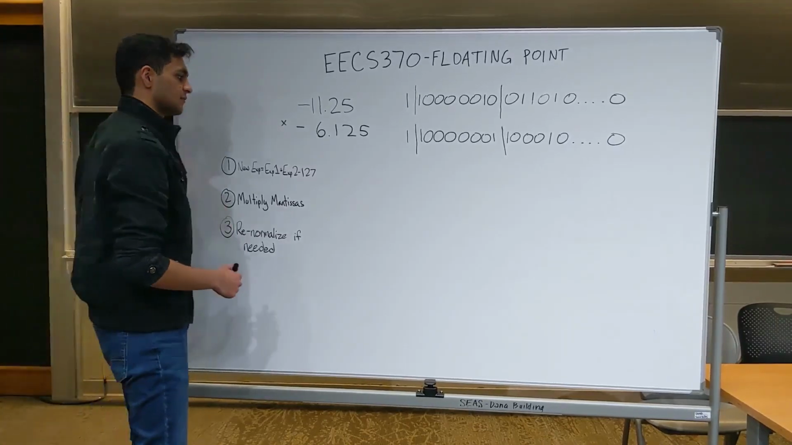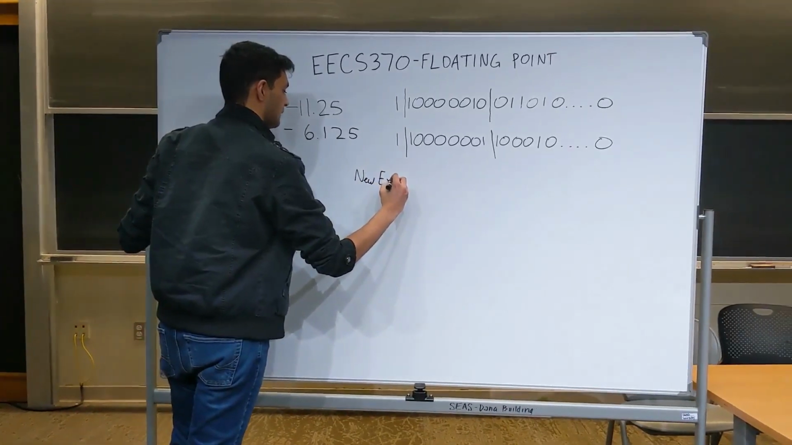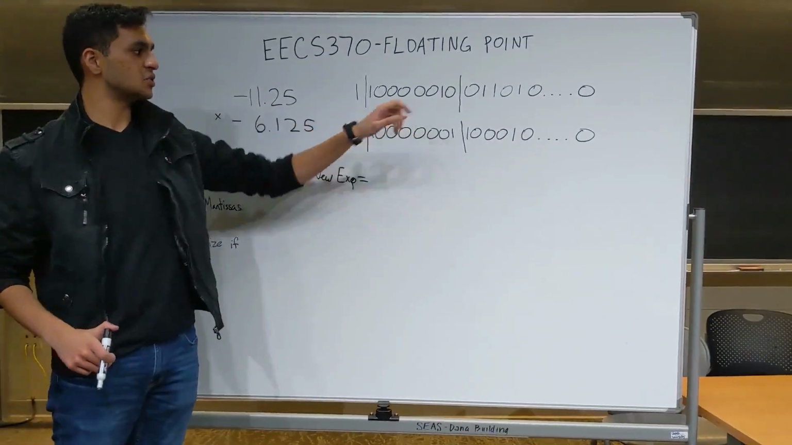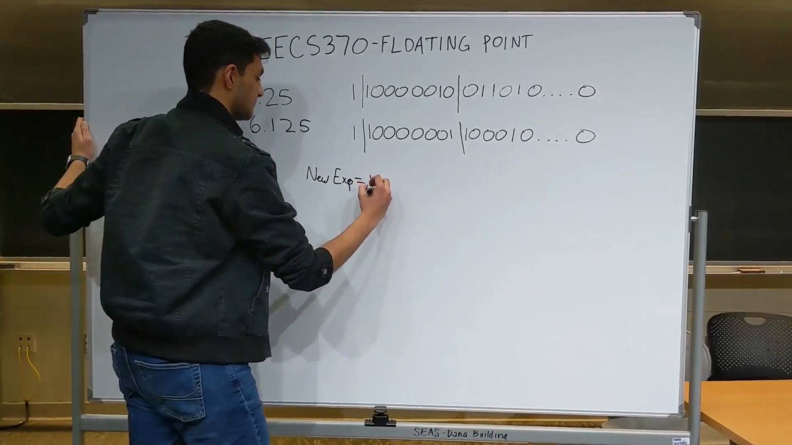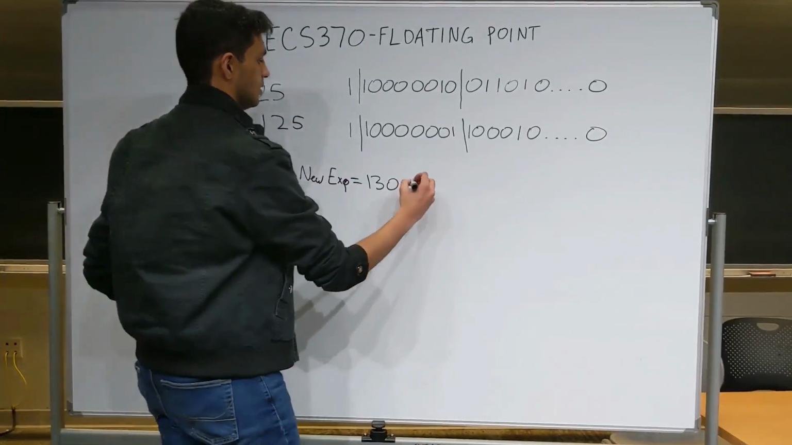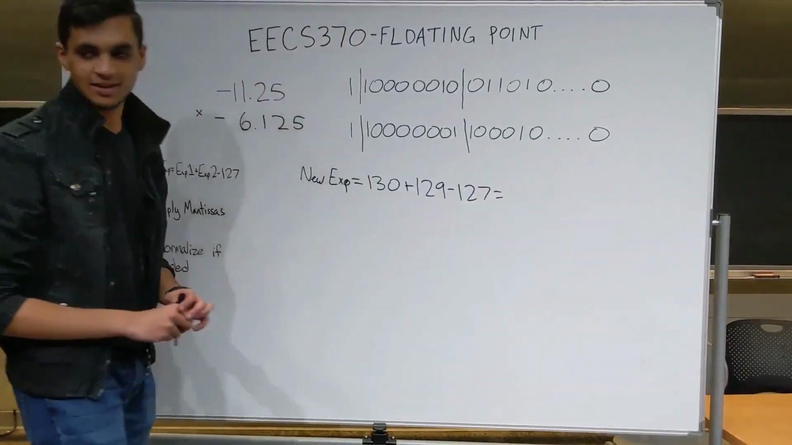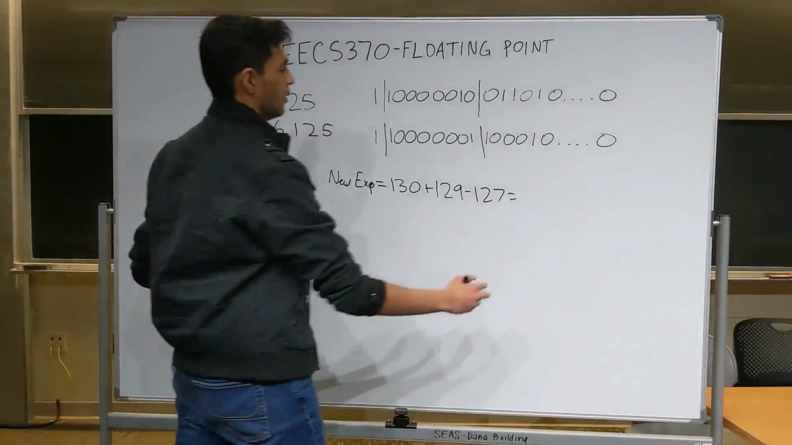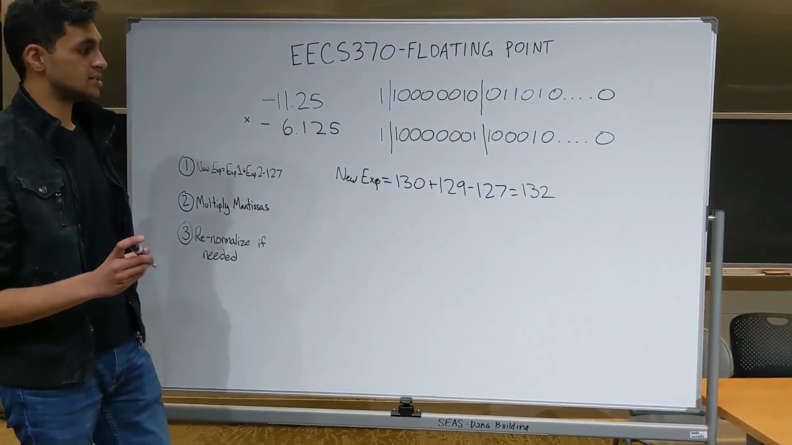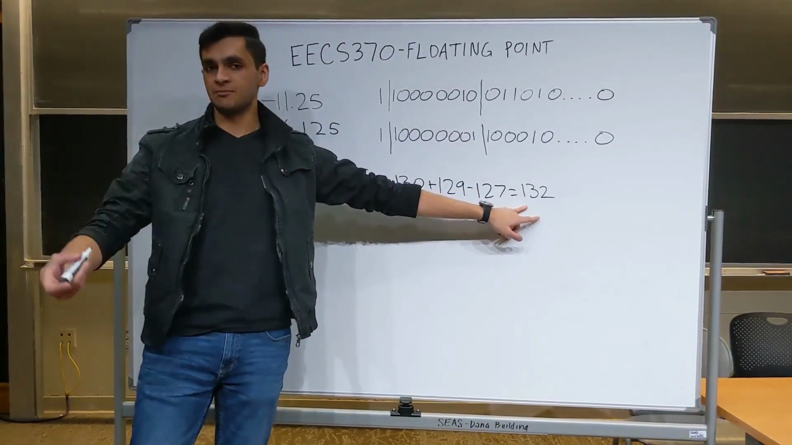So following these steps, first thing we need to do is calculate the new exponent value. The exponent of negative 11.25 is this binary sequence here, which calculates out to 130. And then the second exponent value is 129. And finally, we just need to subtract 127, and the value we get out of that is 132. So our resulting binary sequence, when we multiply these 2 values together, will have 132 in 8 bits of binary in its exponent field.